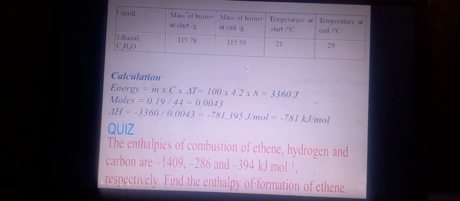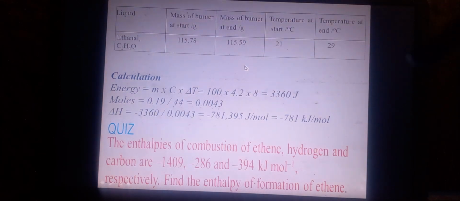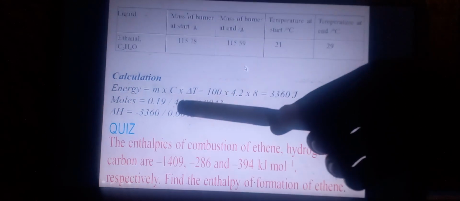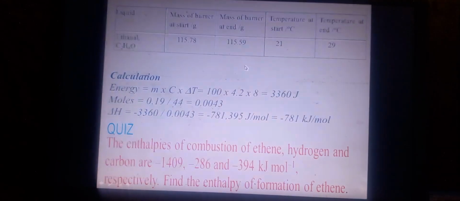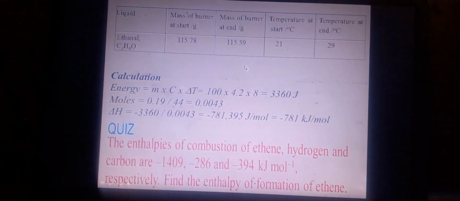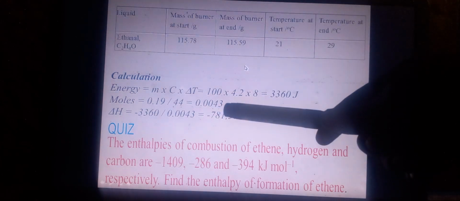Then one atom of hydrogen has a mass of 1 gram, and one atom of oxygen has a mass of 16. So when you get the sum of the masses of those atoms in this molecule, it will come to 44 grams. So when you convert that mass into moles, we shall get 0.0043 moles.